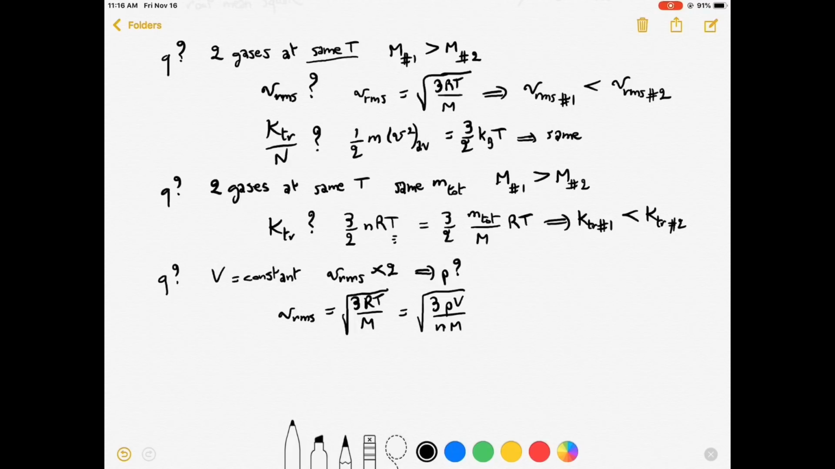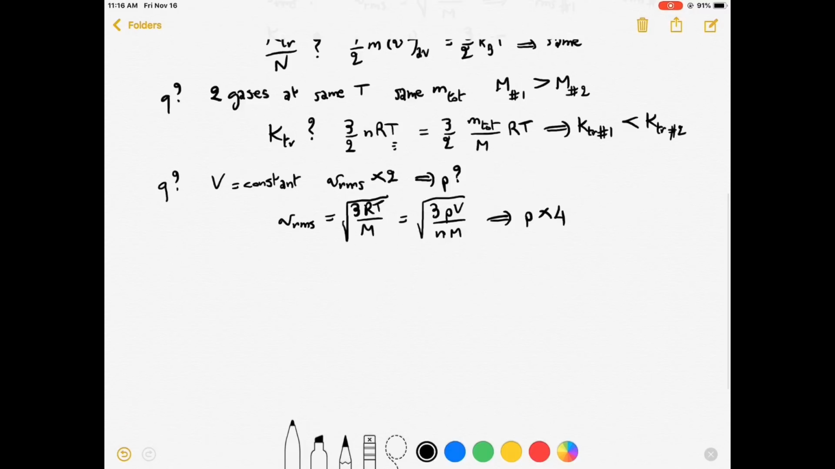And so you see that if you want to double the RMS speed, then the pressure will be multiplied by 4. So the correct answer for the pressure is that it will be multiplied by 4. Now, a side note about this RMS speed: this is not the same as the average speed. The RMS speed is the square root of the average of the squares, and this is not the same as just the simple average of the speed.